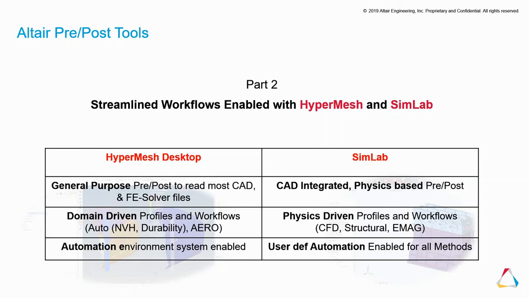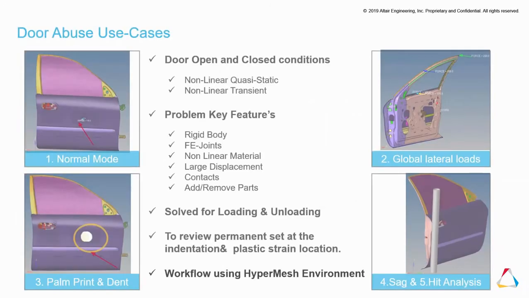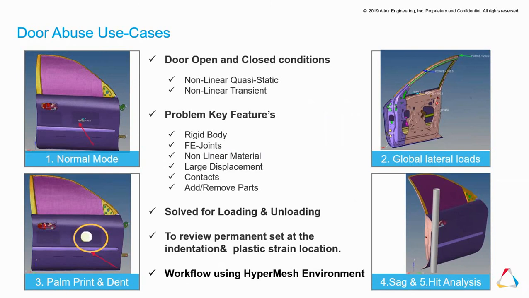HyperMesh Desktop is more of an automation environment, system enabled. You can do your automations. There are a lot of built-in systems there. SimLab is user-defined automation. So you run your simulations, you do your physics, and then you can save your automation. So let's see some of these things in the workflows I'm going to go through. Let me start with a door abuse use case.